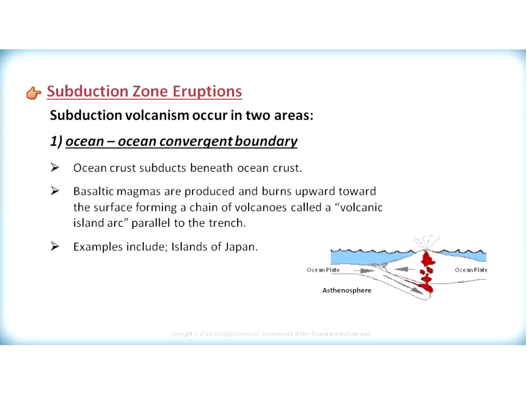When we look at subduction zone eruptions, subduction volcanism can occur in two areas. The first area is the ocean-ocean convergent boundary. Ocean crust subducts beneath ocean crust at an ocean-ocean convergent boundary. Basaltic magmas are produced and they burn upward to the surface, forming a chain of volcanoes called a volcanic island arc. And these volcanic islands are parallel to the trench. Some examples include the islands of Japan.